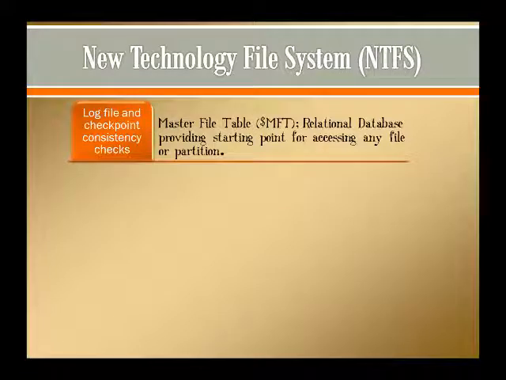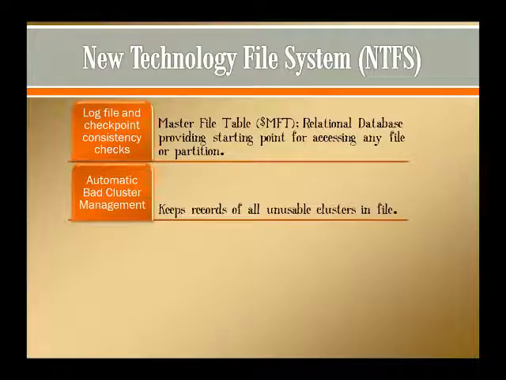So everything is kept on a master file table, which is a relational database that provides a starting point for accessing any file or partition. What this means is that any changes that are made to a system file are kept in this master file. It stores and creates these checkpoints and the sequence numbers so that if you make a mistake, you can go back to another point where it was working. This is an automatic process. You don't have to enable anything.